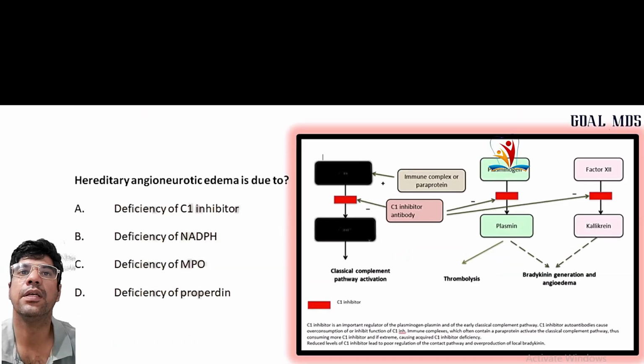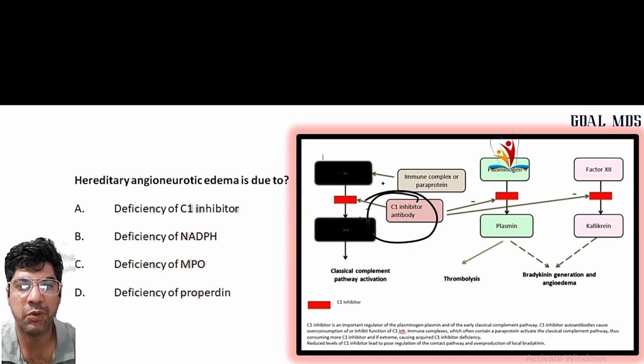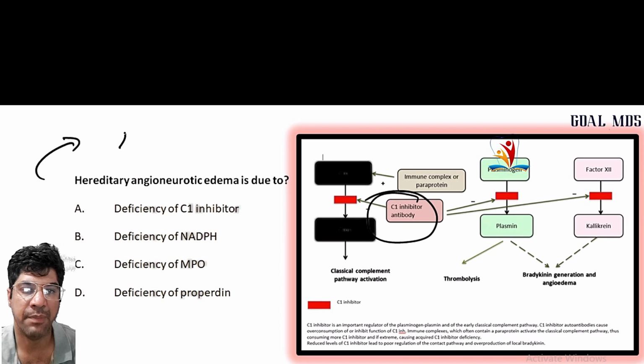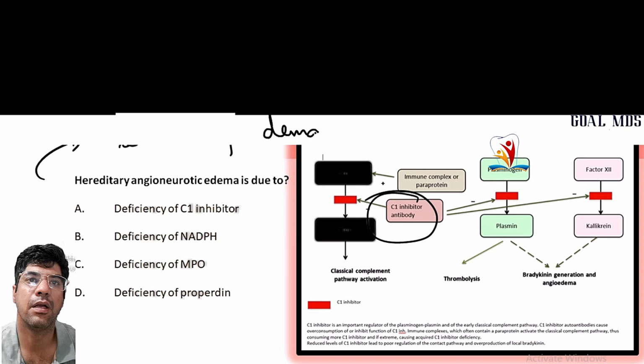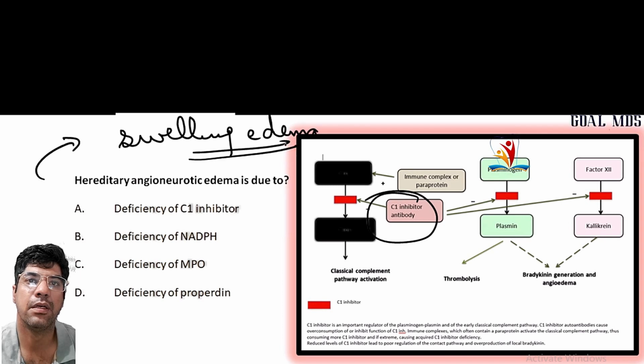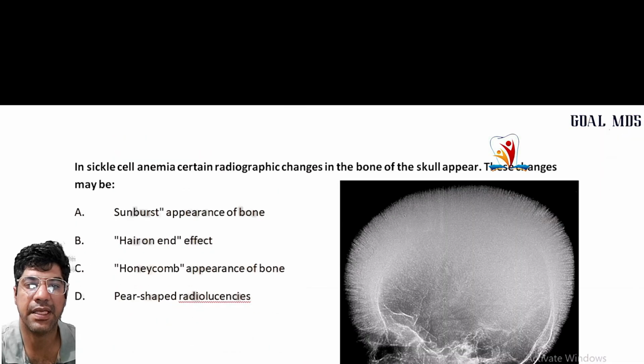Moving to the next question. Hereditary angioedema is due to deficiency of C1 inhibitor, which is a regulatory protein of the complement system. This deficiency leads to uncontrolled activation of the complement system. So there will be recurrent episodes of swelling and edema in the skin and the mucous membrane.